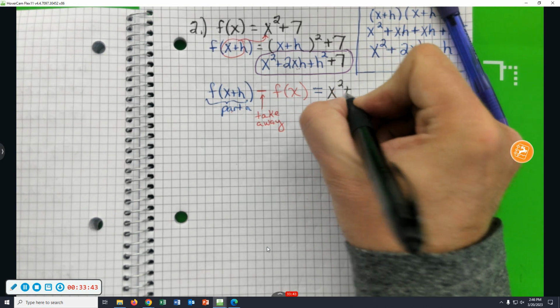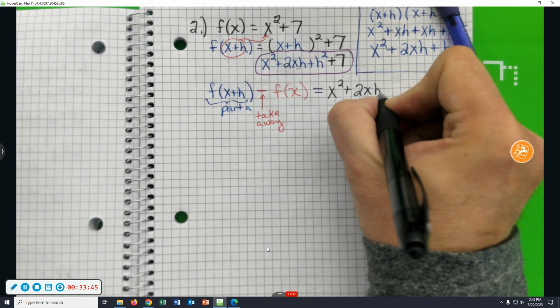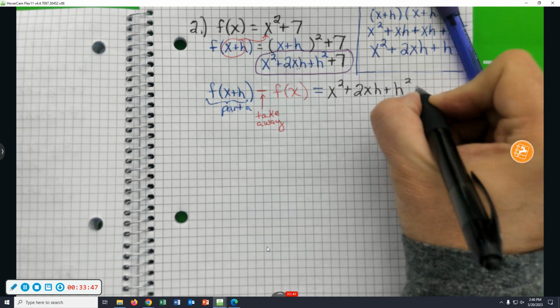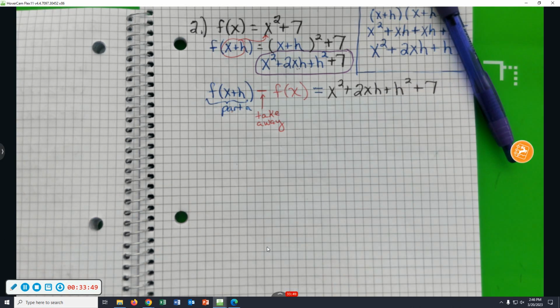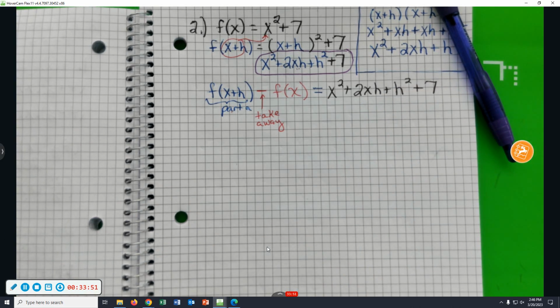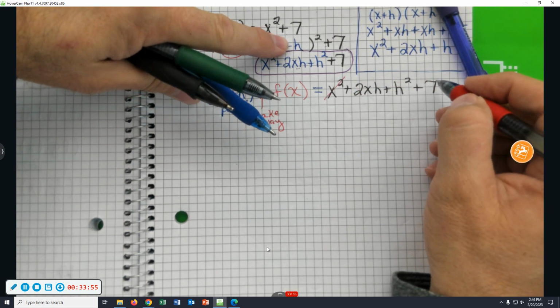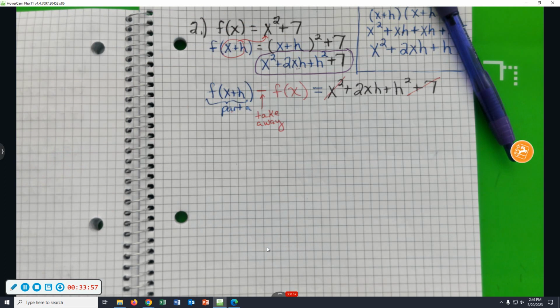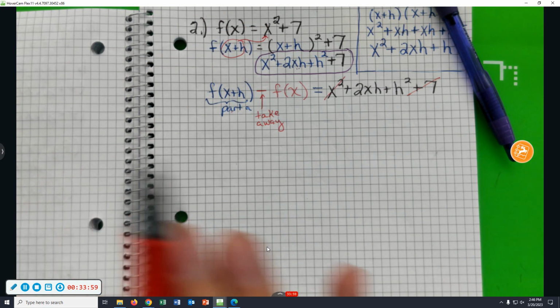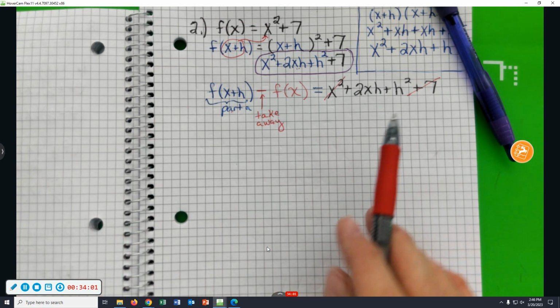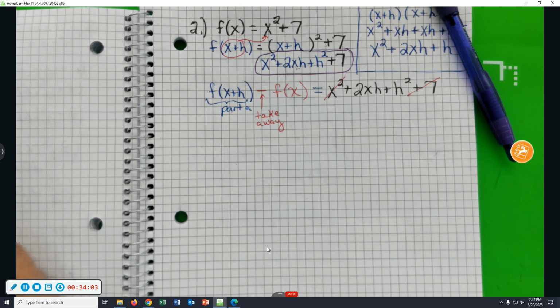Here's the answer to part A. Take away the x squared and take away the plus 7. Sometimes students say, well, wait a minute, what if there's not an x squared here to take away? Then you messed up. You're doing something wrong.